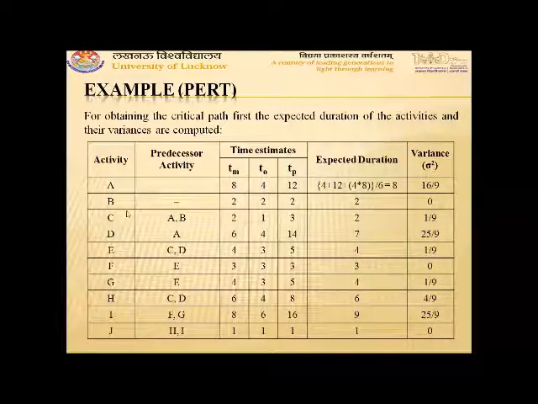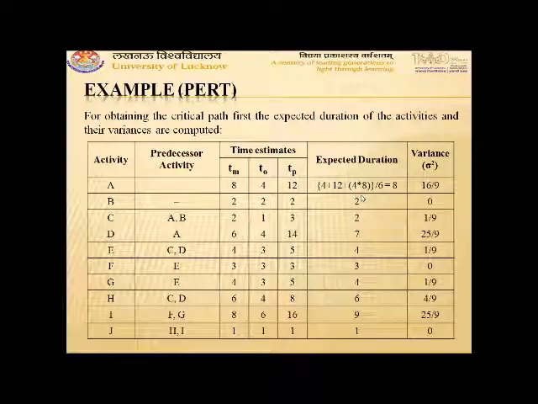Similarly, for the other activities B, C, D, E, F, G, H, I, J, we can compute the expected duration using the same formula, TO plus 4TM plus TP upon 6. We also have to compute the variance of the expected duration for the activity, which is (TP minus TO) upon 6, whole square. So it will be 12 minus 4, that is 8 upon 6, which comes out to be 4 by 3, and its whole square comes out to be 16 by 9.